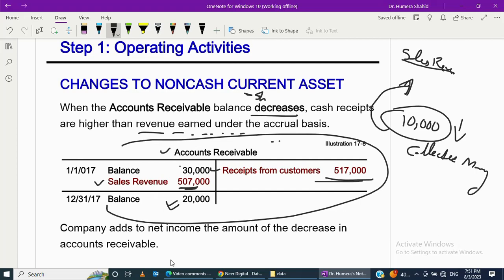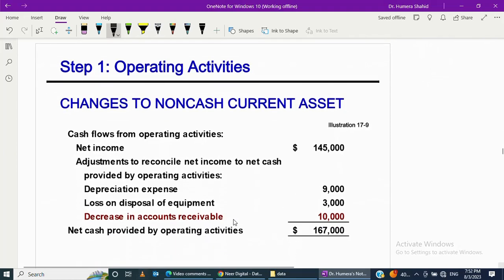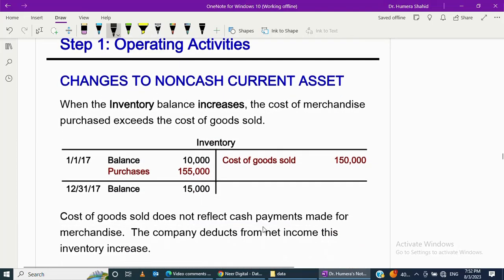Okay, so the company adds to net income the amount of decrease in accounts receivable. Why? Because they also give us money. So now what changes will happen? If you see here, I added the decrease in accounts receivable. But you know that this is not it. We have many more current assets. So let's go to the next current asset, which is inventory.